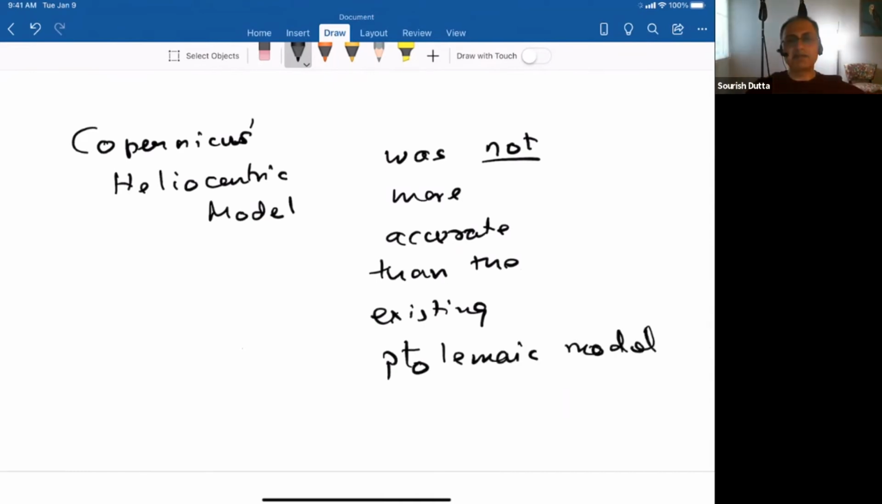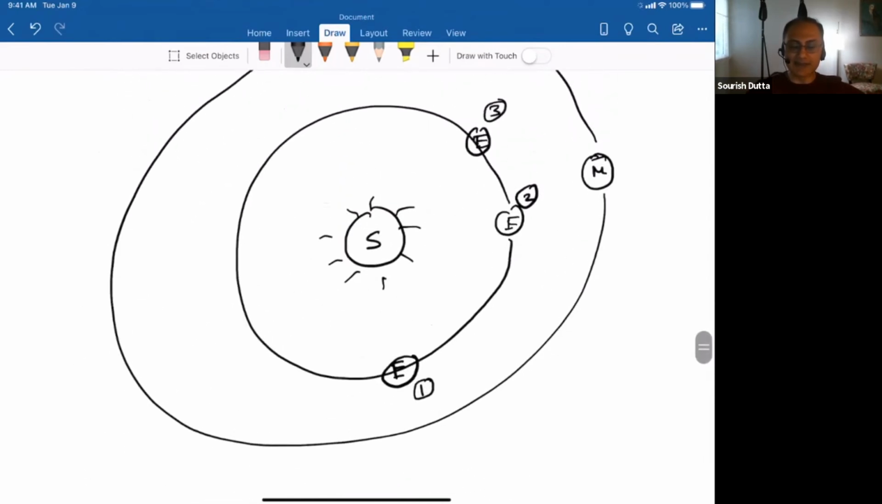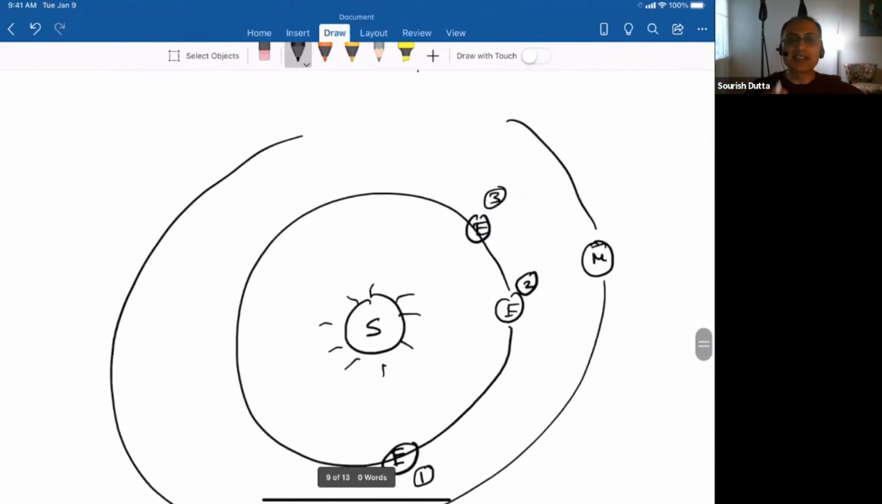Now you might be surprised by that. You might think that, from what we know now, this model is the true model. This is exactly what the planets are doing. So why would this not give more accurate answers than the wrong Ptolemaic model that people used in those days? The reason is because there was a flaw in Copernicus's model.